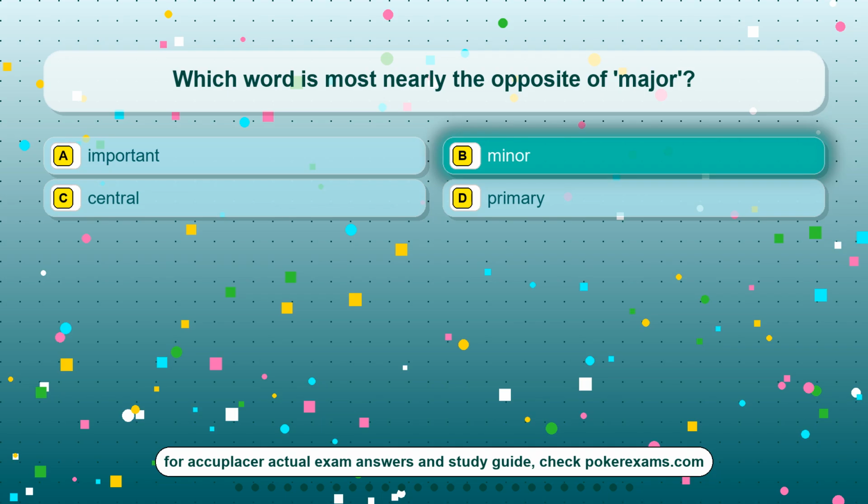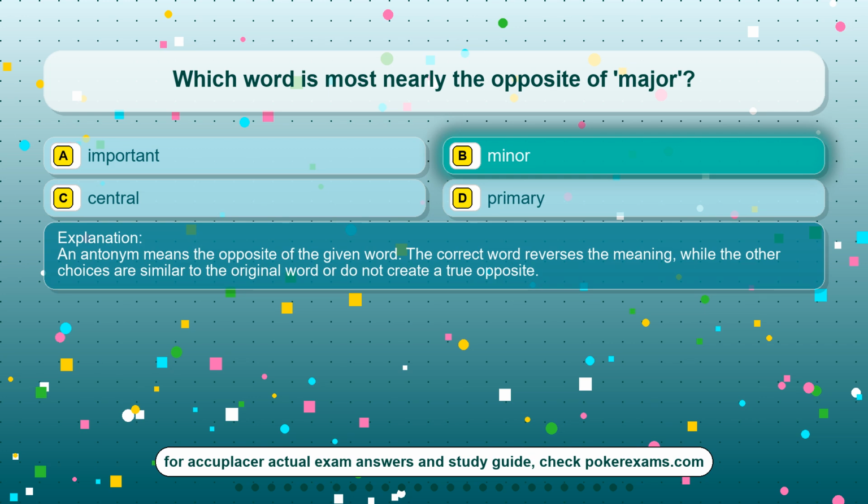The correct answer is option B. Minor. An antonym means the opposite of the given word. The correct word reverses the meaning, while the other choices are similar to the original word or do not create a true opposite.